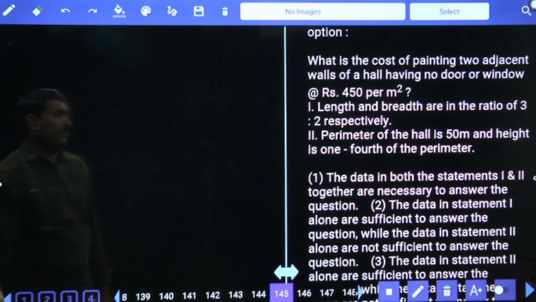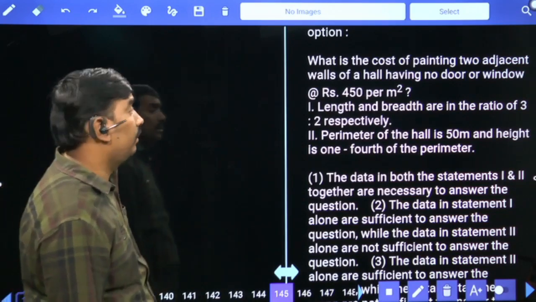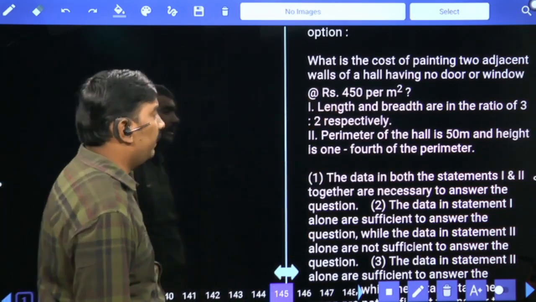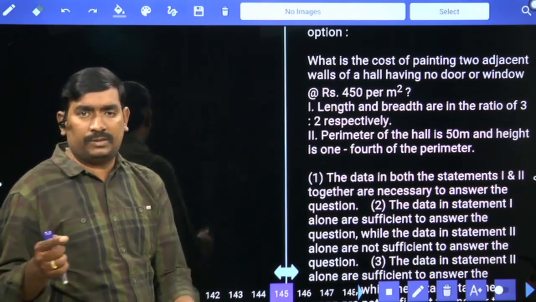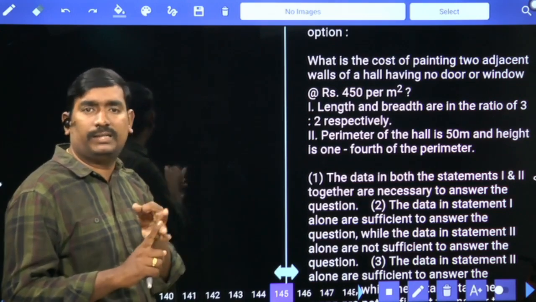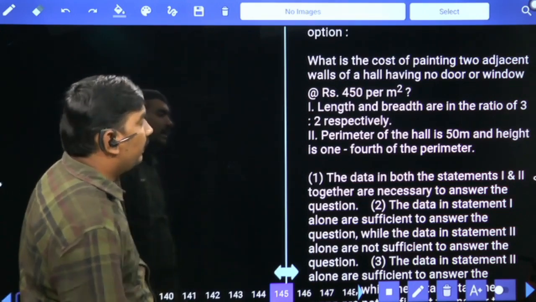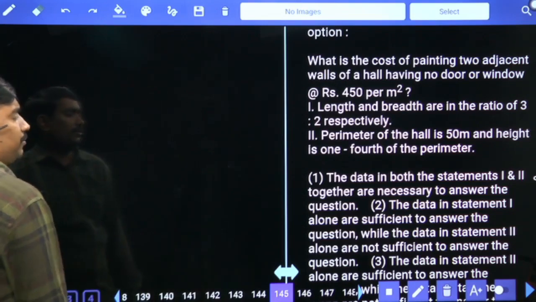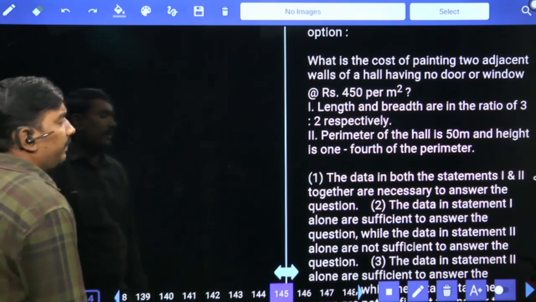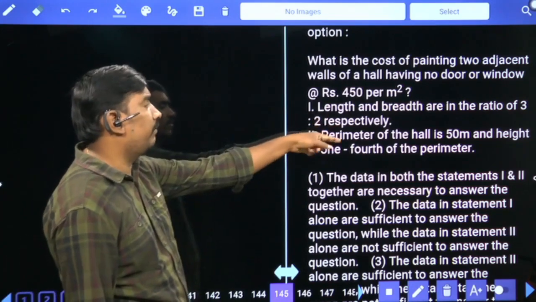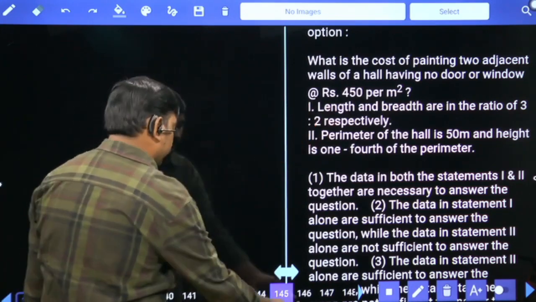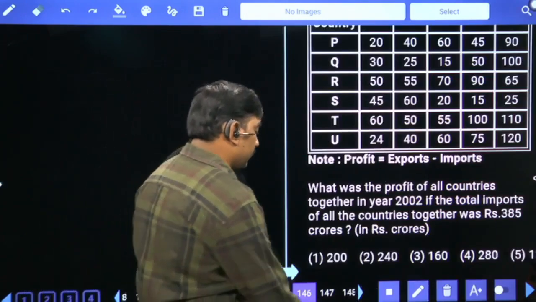What is the cost of painting two adjacent walls of a hall having no door or window at the rate of 450 rupees per meter square? Two adjacent walls means you should be aware of length, breadth, height, then only we can say the answer. Length and breadth are in the ratio of 3:2. No use. Perimeter of the hall is 50 meters and the height is 1/4 of the perimeter. By combining 1 and 2 together we can say the answer. Next, table chart.